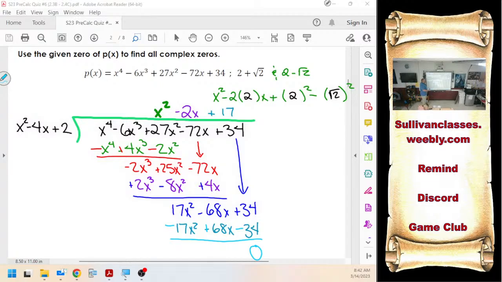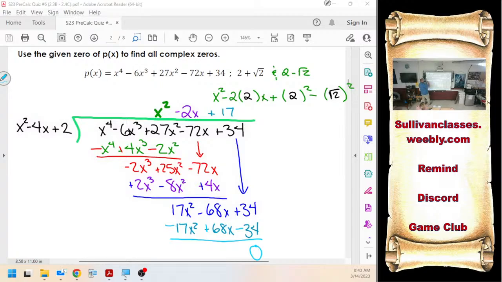Now I ain't done. I've got a quadratic. It said, find all complex zeros. I haven't done that yet. So you solve this quadratic however you're gonna. Quadratic formula, complete the square. Maybe it ends up as a factorable one. I don't know.